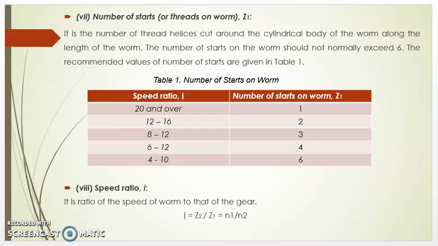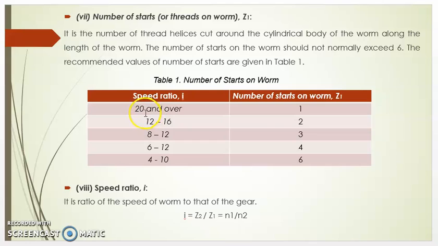Seventh, number of starts or threads on the worm, Z1. It is the number of thread helices cut around the cylindrical body of the worm along the length of the worm. The number of starts on the worm should not normally exceed 6. The recommended values of the number of starts are given in table. This table indicates number of starts on the worm for the particular speed ratio. Now this first column is speed ratio, second column is number of starts on the worm, that is Z1.